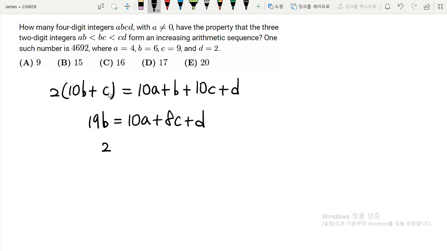So this means 19 times 2 is 38. Because of this increasing order, A should be less than B. So A is 1. So if B is 2 and A is 1, what will be the values of C and D satisfying this equation?